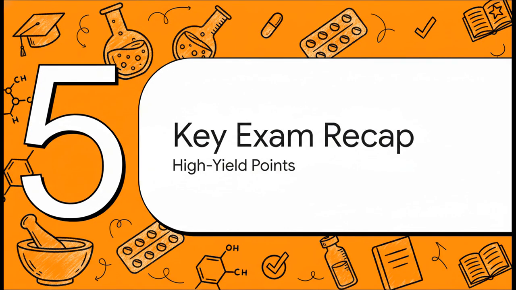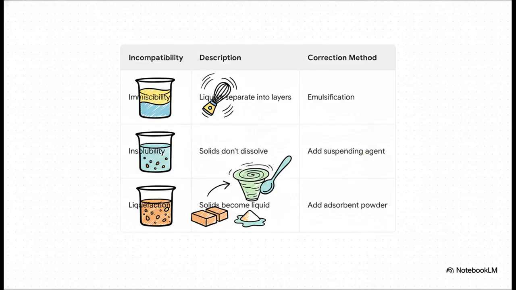Phew, okay. We have covered a ton of ground. Now let's zoom in and condense all of this into the super high yield points, the stuff you absolutely need to lock in for your exams. This slide right here, this is your study guide. If you walk away with anything, let it be this. Immiscibility, those liquids that won't mix, you fix it with emulsification. Insolubility, those solids that won't dissolve, you grab a suspending agent. And liquefaction, that eutectic mixture, you use an adsorbent powder. Know the problem and know the specific tool to fix it.